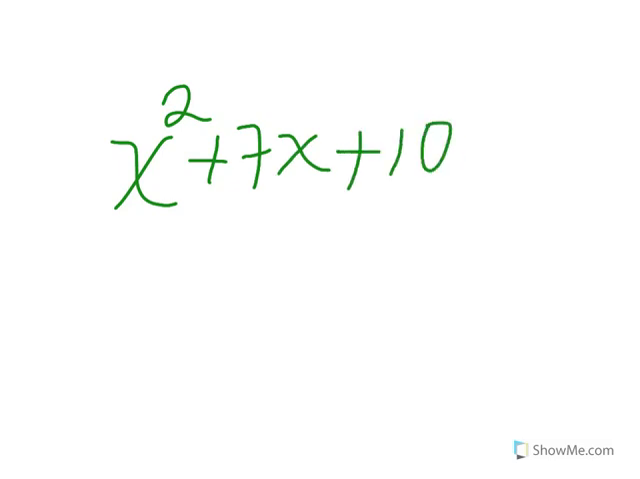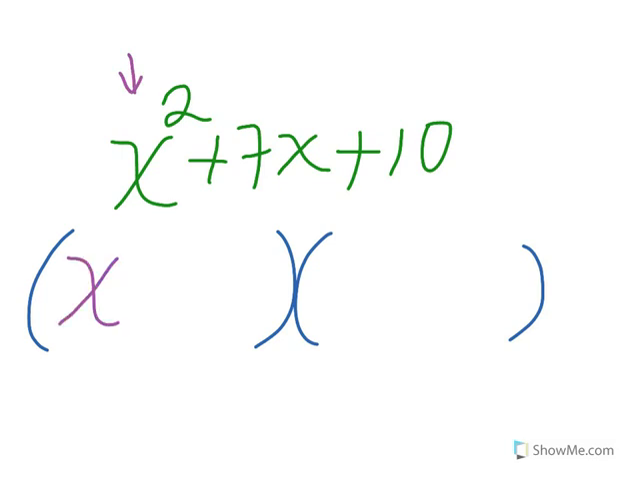plus 10. First thing I am going to do is I'm going to first set up 2 sets of parentheses and say what times what gives me x squared. That's what's going to go in my first 2 terms. The next thing I'm going to do is I'm going to list what goes into my last term here.